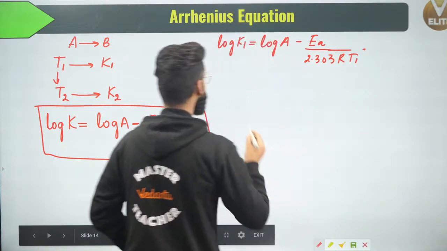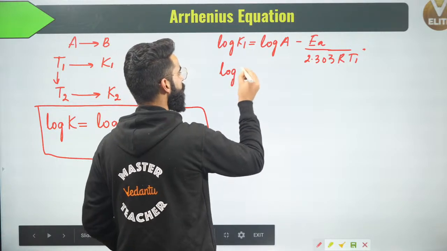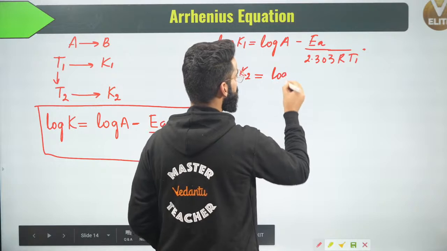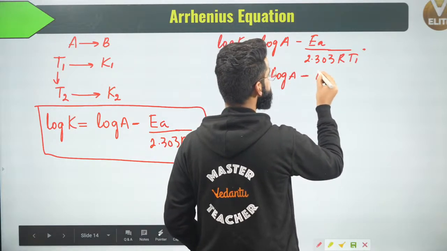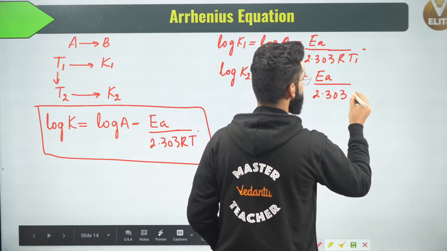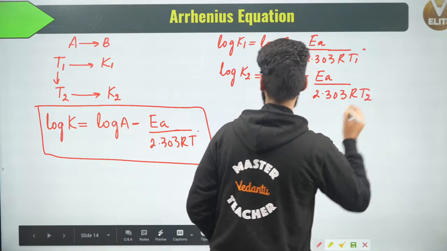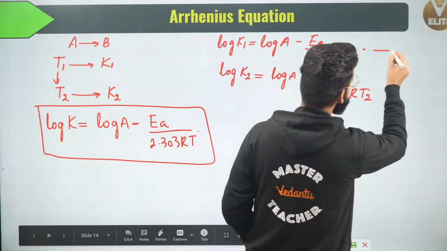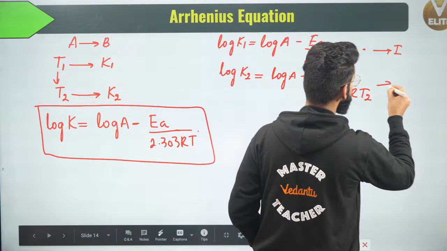Similarly, I'll write it like this: log of K2 at temperature T2 is equal to log of A minus EA divided by 2.303 R T2. Yes, I got two equations right here, correct? Let's call this equation number 1 and this equation number 2.